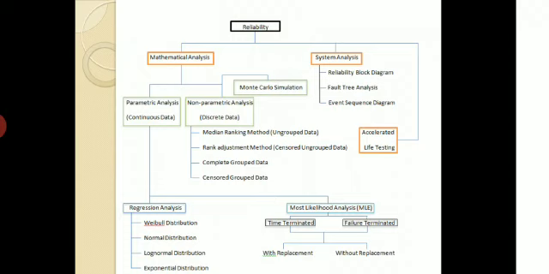Look at again, in parametric analysis we have maximum likelihood analysis, MLE: time terminated, failure terminated, with replacement, without replacement. And this is a chart of reliability, mathematical analysis, system analysis, parametric, non-parametric, Monte Carlo simulation, reliability block diagrams, fault tree analysis, maximum likelihood analysis, regression analysis, nothing but possible distributions.